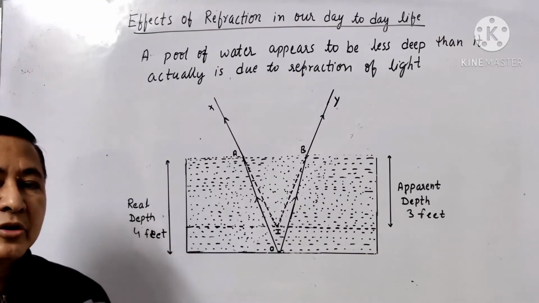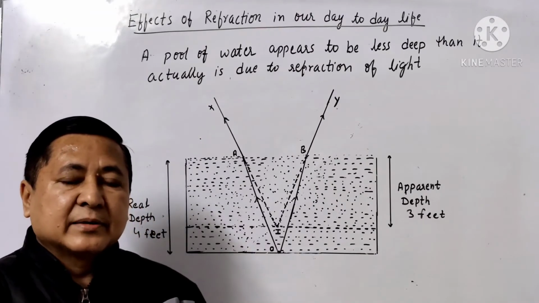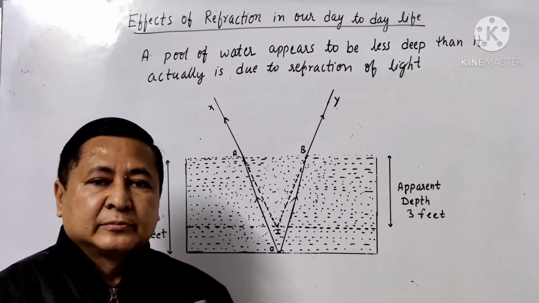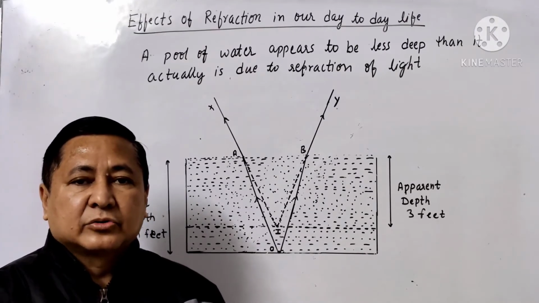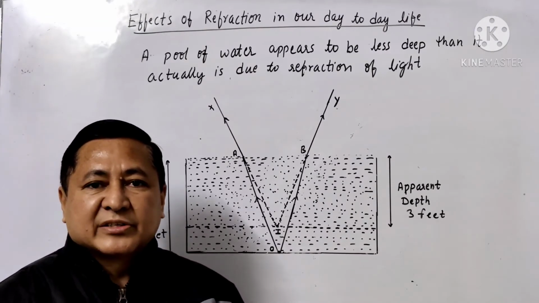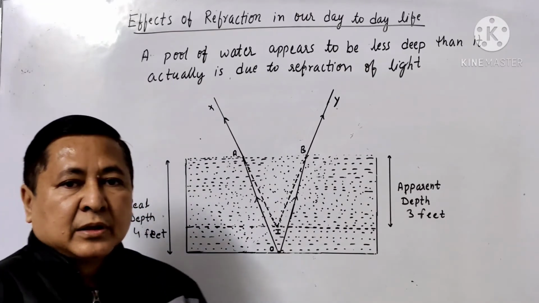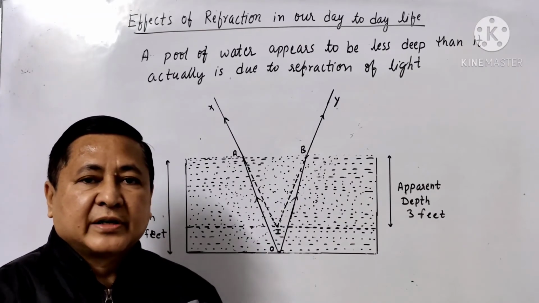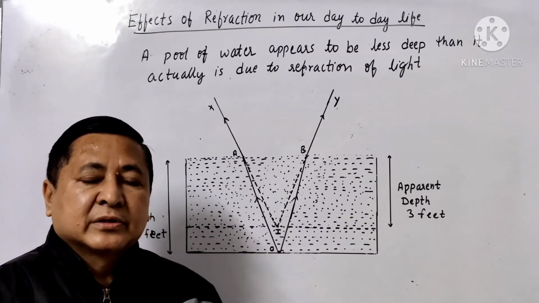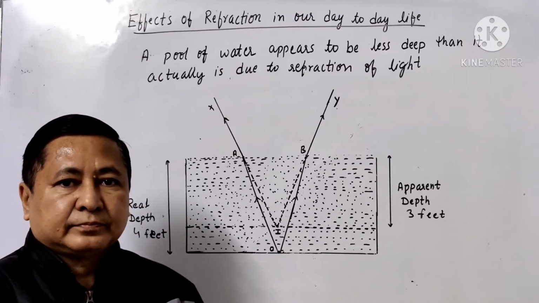Now, there are many such phenomena. Likewise, when we take a glass slab and put it on a printed matter, or let's say a letter, the letters appear to be raised, and this is again due to the same phenomenon and the same concept, that is, the refraction of light. The letters which are kept under the glass slab will appear to be raised.